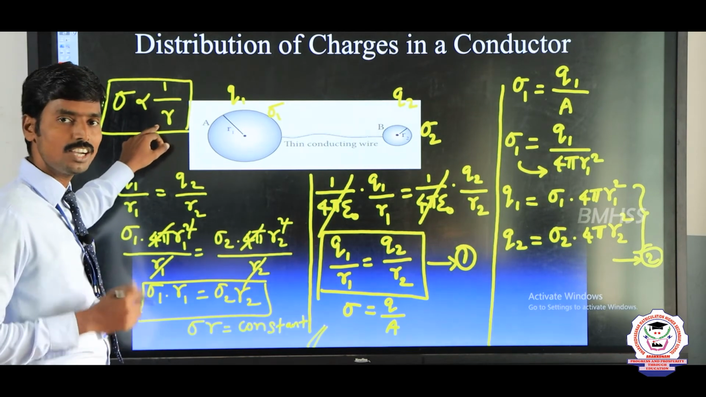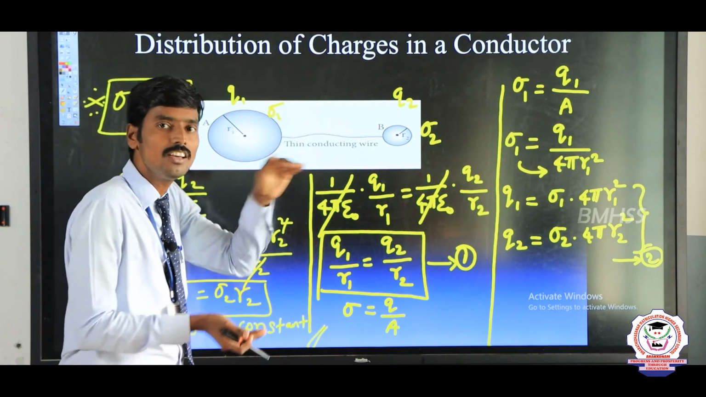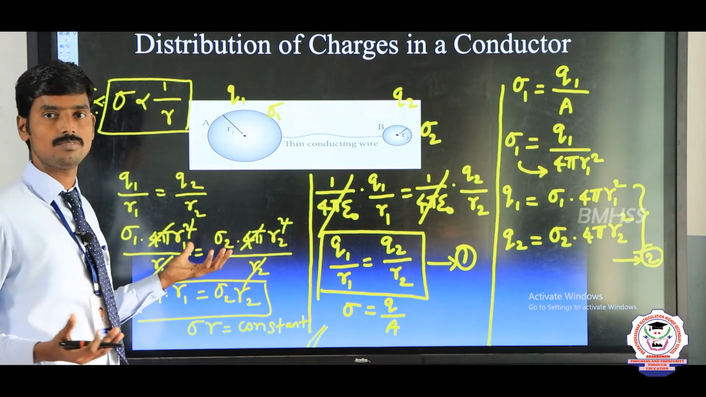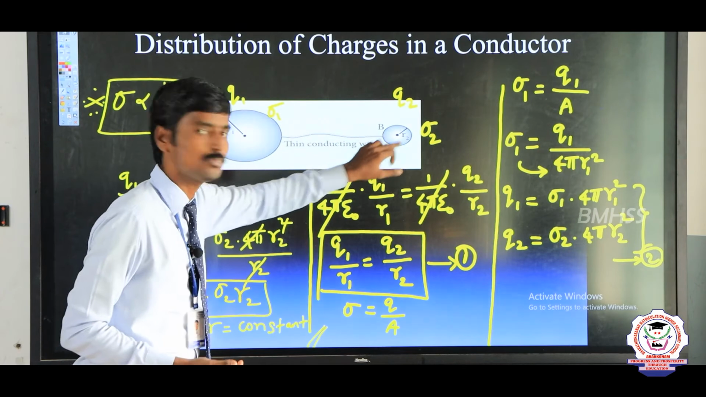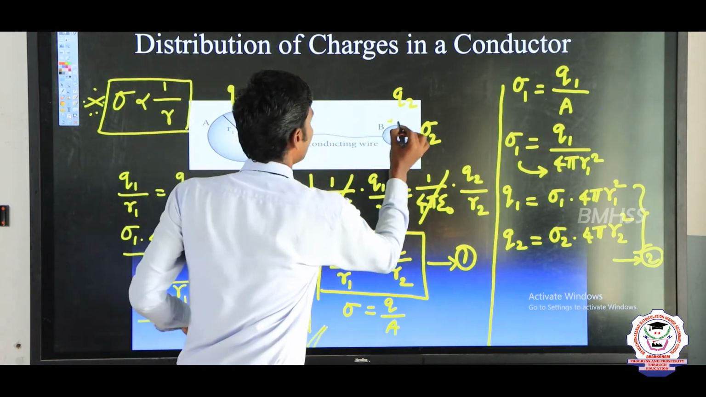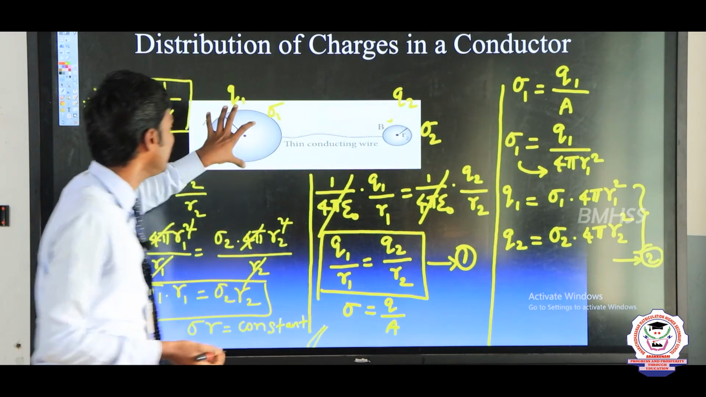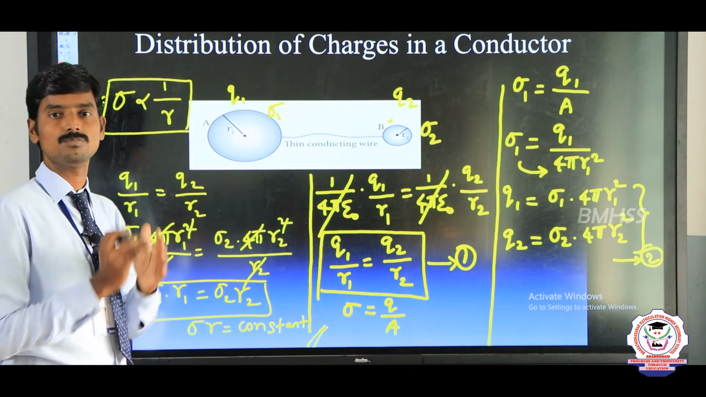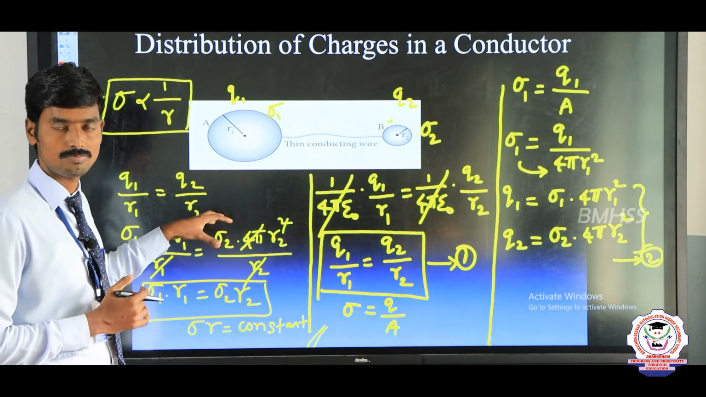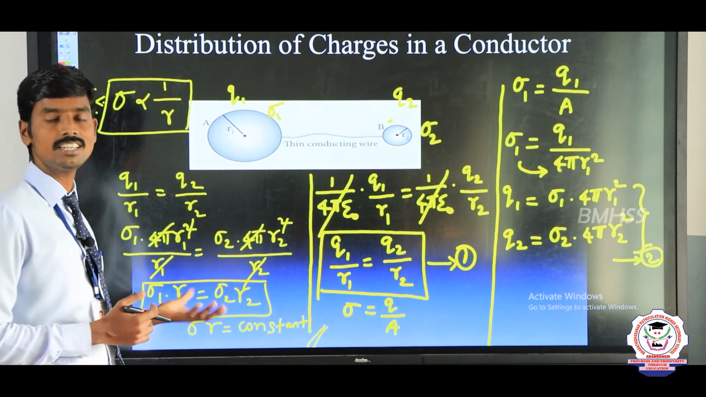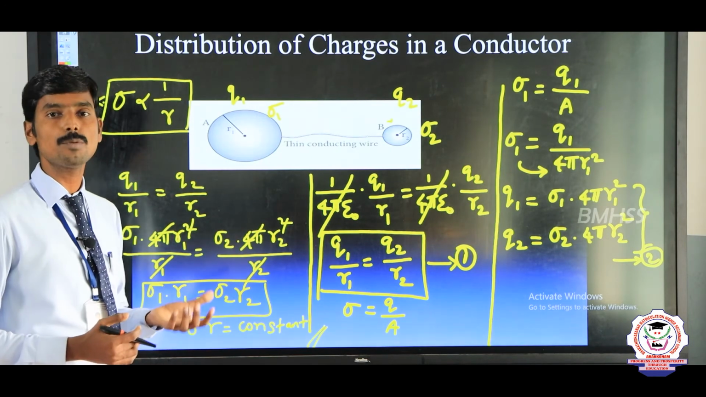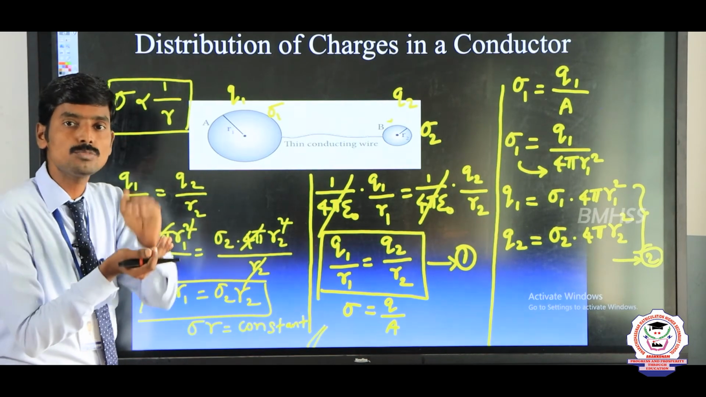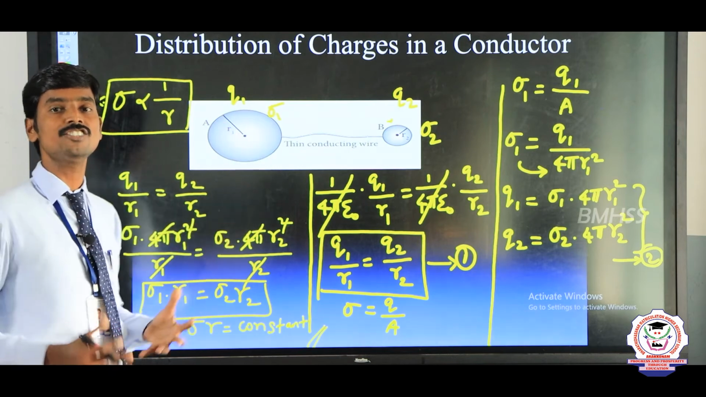So in this expression, we conclude that when the radius of the sphere is very small, the surface charge density is very high. When the radius of the sphere is very large, the charge density is very low. This is our conclusion: sigma is inversely proportional to R, where R is the radius of curvature. As it decreases, the surface charge density is very high.